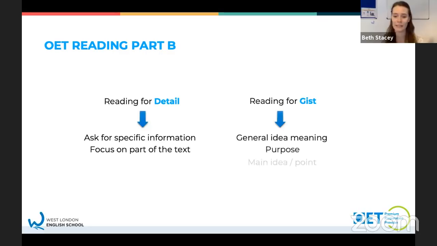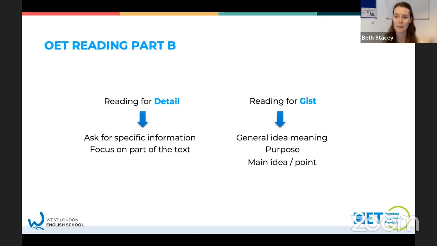And there's also reading for gist. So this is trying to understand the general idea of the text. That means reading everything, even though they're only short, but it's reading and understanding everything there. Reading for gist also covers the purpose, and they're very common in reading part B. It will say something like, what is the purpose of this text? And it will give you the 3 options. And then with gist, there's also the main idea or the main point.